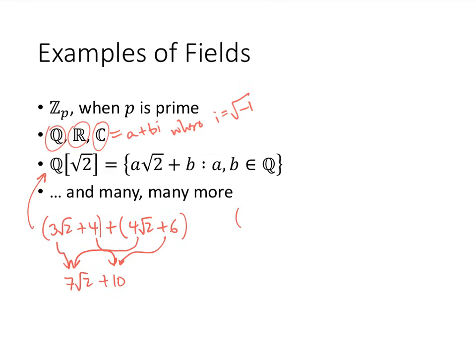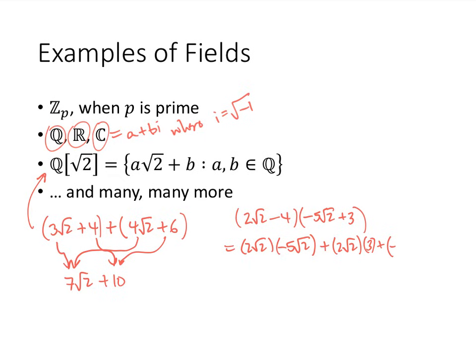If I wanted to multiply, let's say I had 2 radical 2 minus 4, and then negative 5 radical 2 plus 3, and I wanted to multiply those together, I would just use FOIL and multiply this out like I normally would. So 2 radical 2 times negative 5 radical 2 is my first. If I'm thinking FOIL, first, outer, inner, last, my outer is 2 radical 2 times 3. My inner is negative 4 times negative 5 radical 2. And my last is just negative 4 times 3.